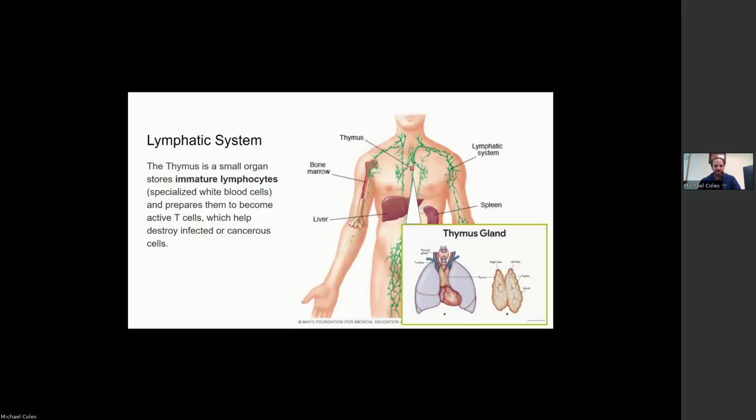All right, the thymus, small organ, like I said, stores immature lymphocytes. So this is a barracks, if you will, where the troops are in ROTC and they're ready to go in the military, and they're just being prepared to go to boot camp, to train to then go to war.